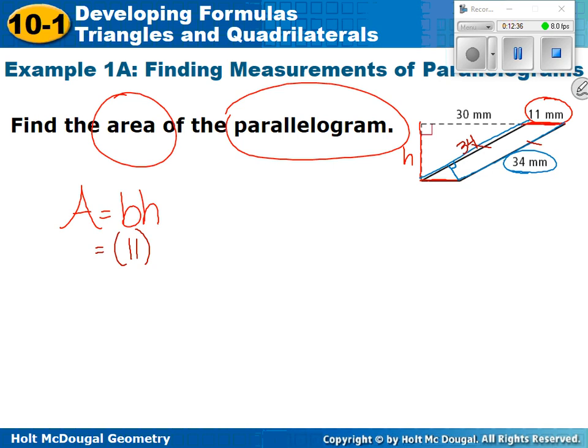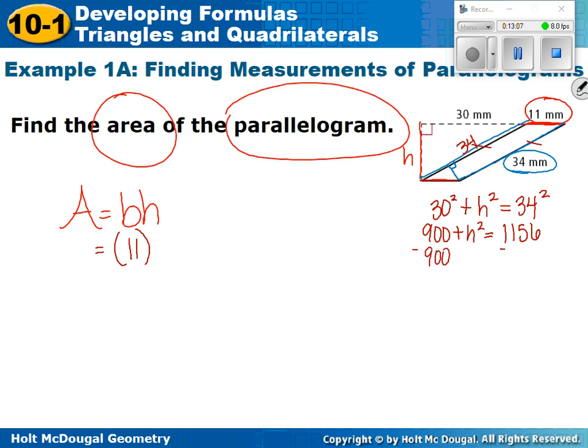What would my Pythagorean theorem be? Okay, I heard it 2 different ways and both were correct. 30 squared plus h squared equals 34 squared, or you can say 34 squared equals 30 squared plus h squared. I already know 30 squared is 900 plus h squared. What's 34 squared? 1,156.